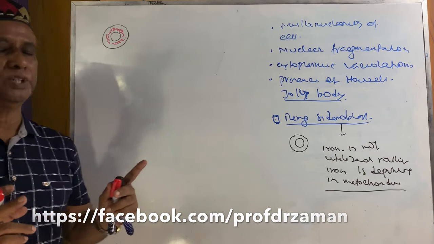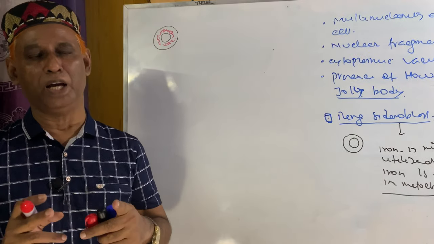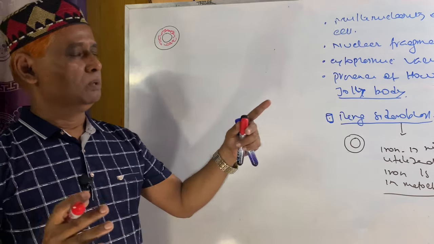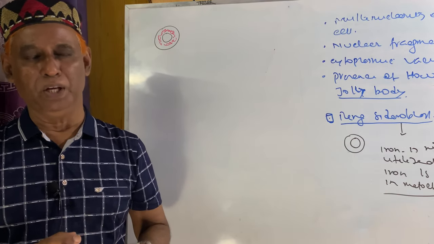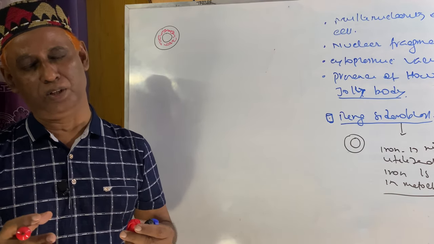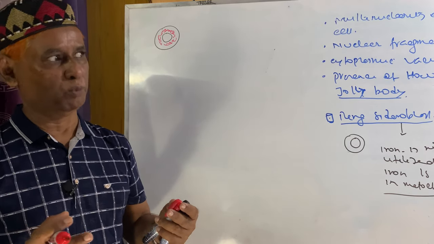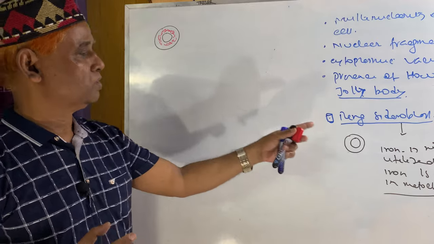You know, in sideroblastic anemia we get hypochromia of red cells. So in myelodysplastic disorder, we get dimorphic red blood cells. Some red cells are normochromic, some are hypochromic. Hypochromic due to sideroblasts.